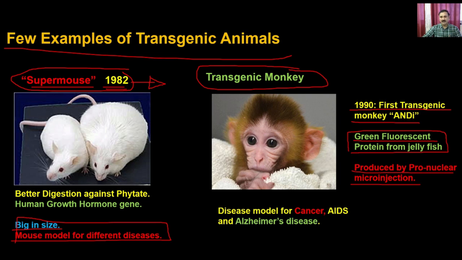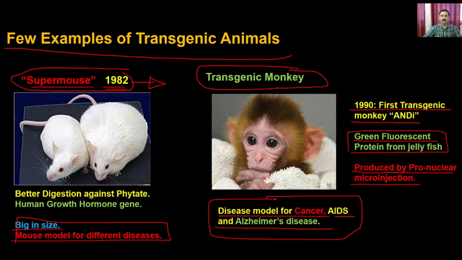The transgenic monkeys also serve as excellent models for different types of diseases, whether it is cancer, AIDS, or Alzheimer's disease, because the monkey is very close to the human being, and that's how the model you develop in the transgenic animals is going to give you the real picture of what is happening in humans also.